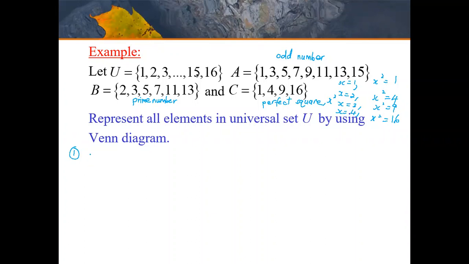Kita pakai simbol. Kita check A dengan B dulu. A intersects B, maksudnya apa? Maksudnya, they have the same elements in common. So apa yang sama? 3, 5, 7, 11 and 13.